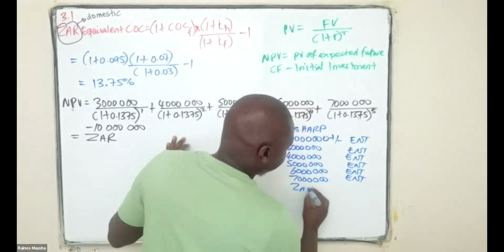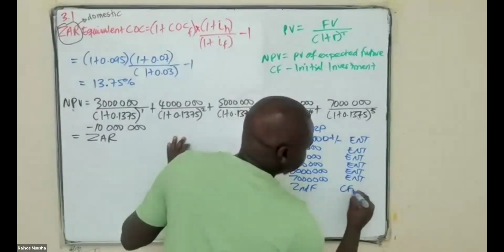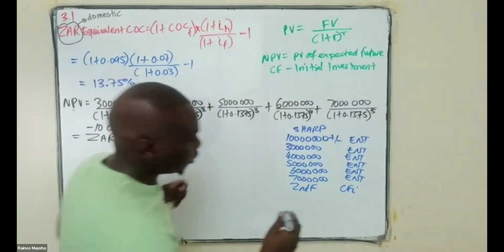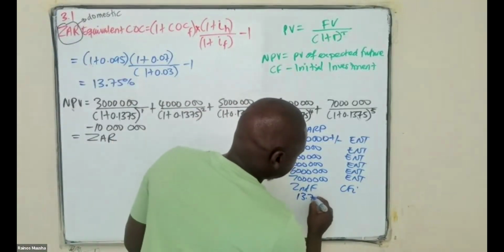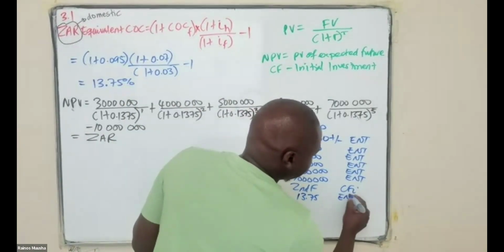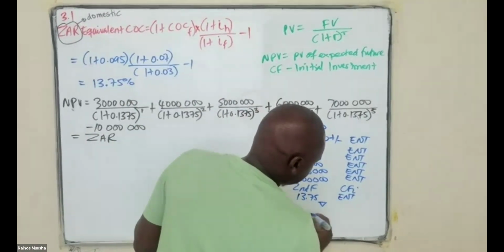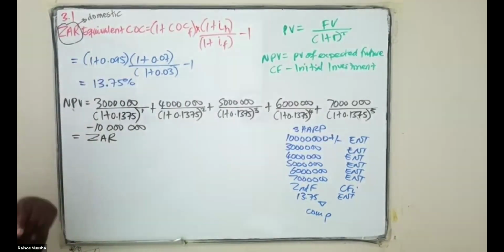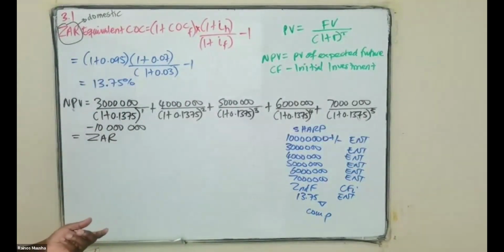Then you press second function, and then you press CFI. Remember, the interest rate is 13.75%. So you're going to say 13.75, and then you press enter. You scroll down, and then you press compute. So that's how you determine it. That's the quickest way to determine the net present value.